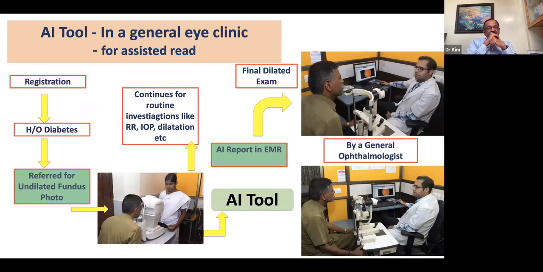Again, even in our general clinic, where we are seeing patients in the tertiary hospital, for assisted read, when the patient gets registered and he's a known diabetic or says that his random blood sugar is very high, we would take his fundus photos, undilated, before itself, or in certain situations we would do it after, but most often it is done undilated, and then the patient is sent after dilatation to the ophthalmologist, who would have this as an assisted tool to assess the fundus image of the patient that is sitting in front of him.